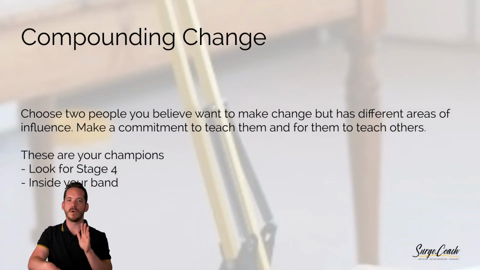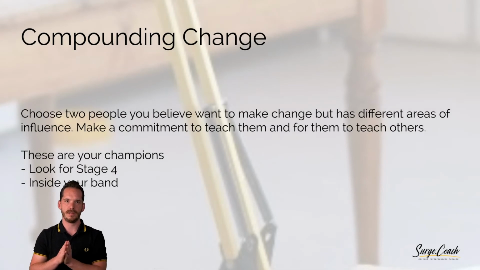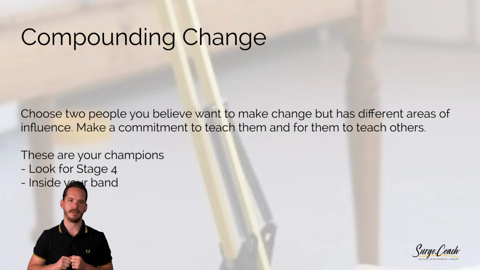So we've spoken about compounding change. And I've asked you to find 2 people that you believe that they want to make change as well. Your champions should be stage 4. They should be inside your band. So if you found 2 people already, brilliant.